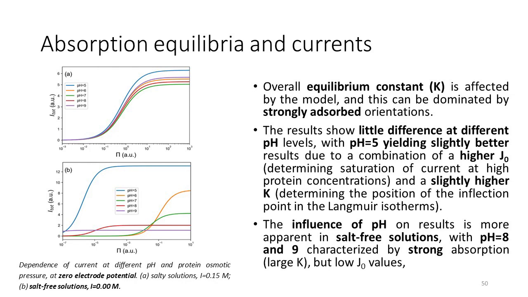Here, for example, plot A represents the calculations obtained at zero electric potential and 0.15 molar of salt. Under these conditions, I can say that I get the highest total current at pH 5. In the case of plot B, the only difference is that these plots are without salt. Again, I can see that pH 5 is the best condition to obtain the highest total current. However, in this plot, I can see that there is an influence of the pH in the results.